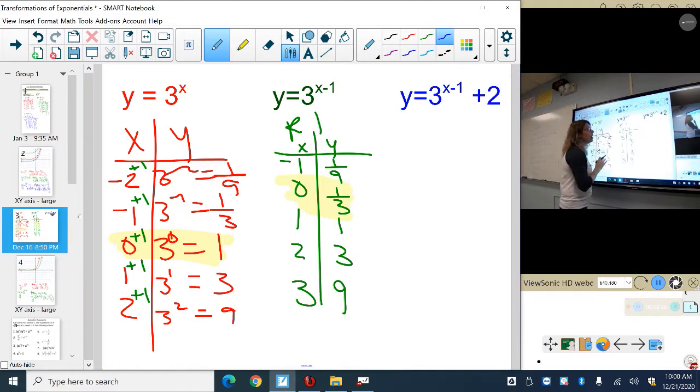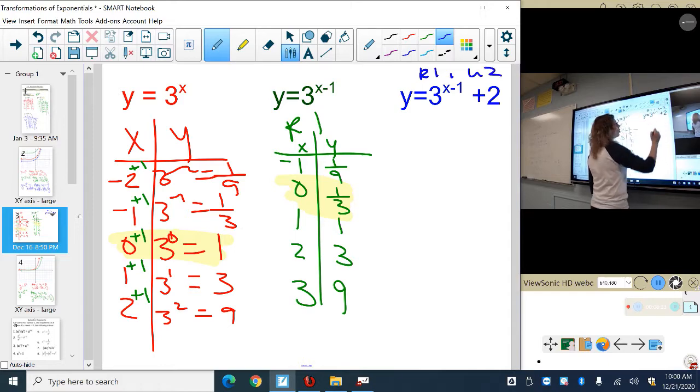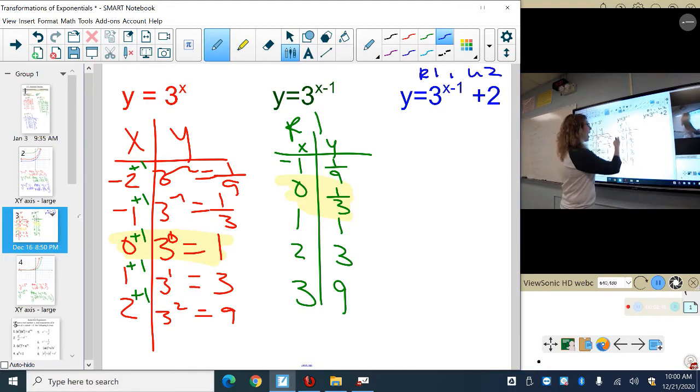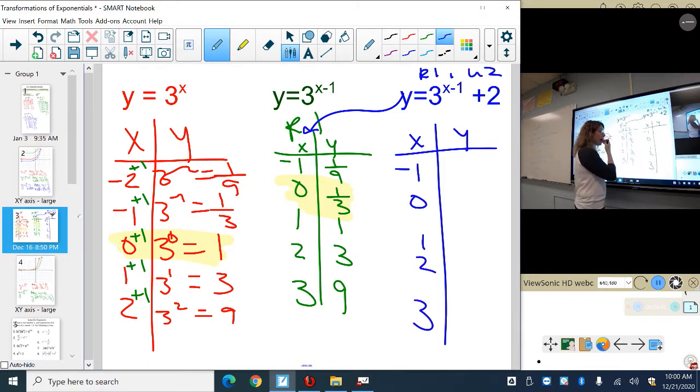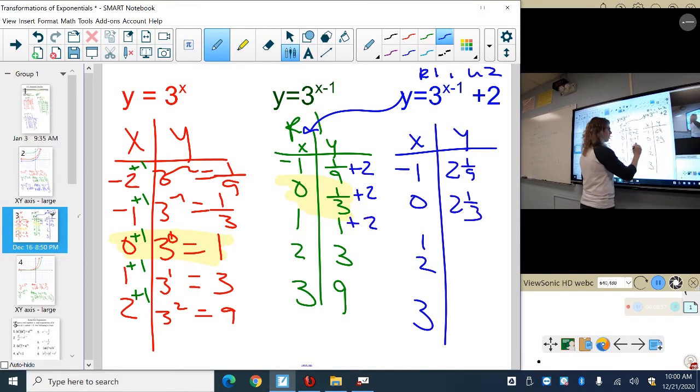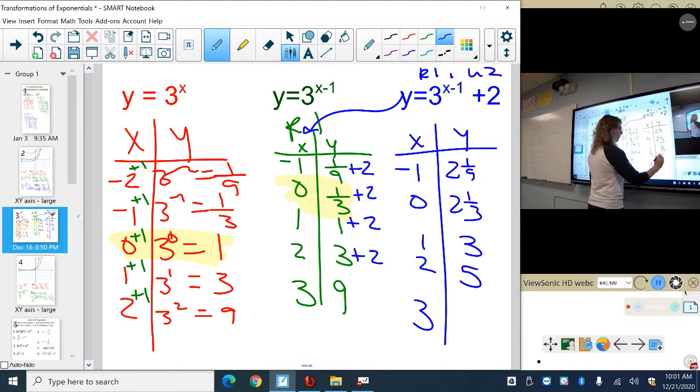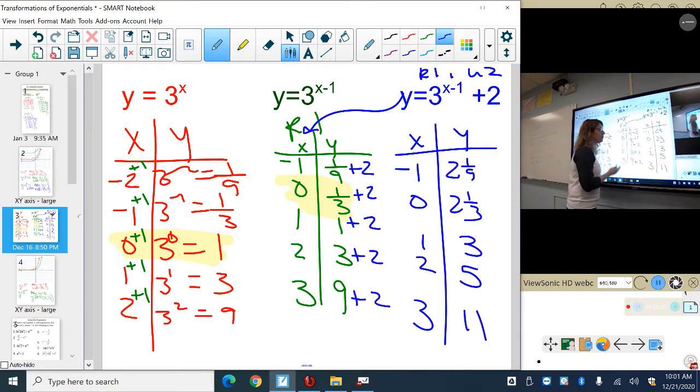Okay, so now we're going to go to the next one. And our next one here, we are moving this thing to the right 1 unit and up 2 units. So we are not only changing our x value, but we're also changing our y value. Now my x values are going to be taken from here. So we're going to be using these x values. So that means I'm at -1, 0, 1, 2, 3. But my y values, I have to add 2 units to each of these. So 2 and 1/9, 2 and 1/3, 3, 5, 11.